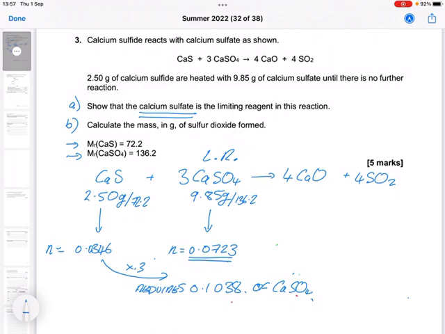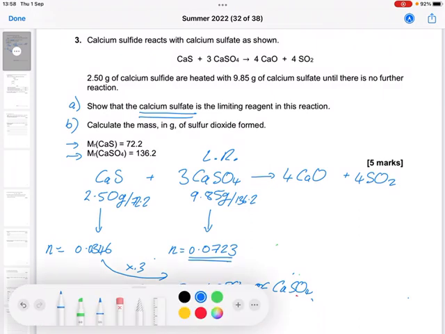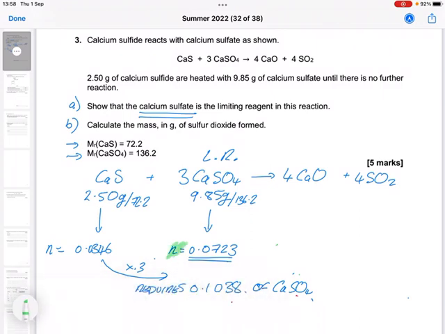So 1 mark for calculating the number of moles of CaS, 1 mark for calculating the moles of CaSO4, and then 1 mark for justifying the limiting reagent. So either, I think in this one it's probably easier to times it by 3. Okay, so now I know that this one is my limiting reagent. My calculation hinges around this one.